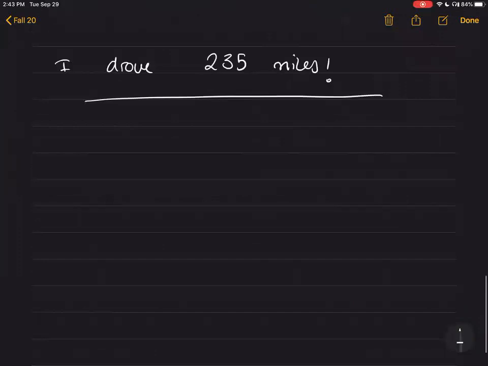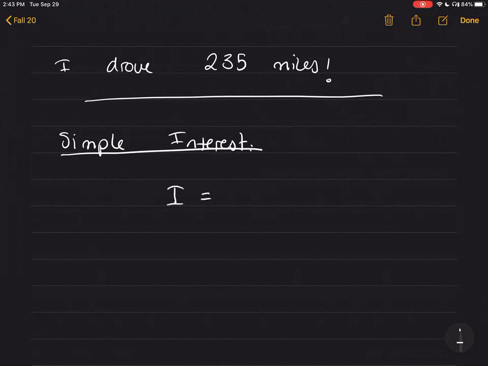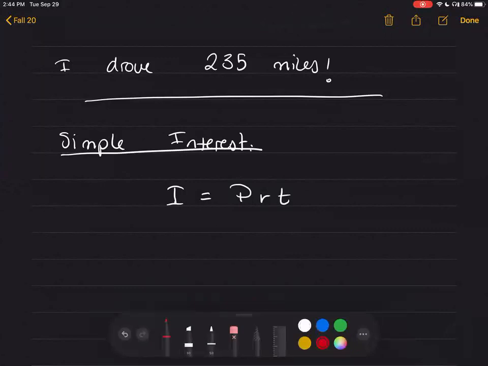Let's do simple interest. Now, simple interest sounds scary, but here's the thing. It has a simple formula. I equals PRT. So when you're doing simple interest problems, this is going to be your holy grail right here.